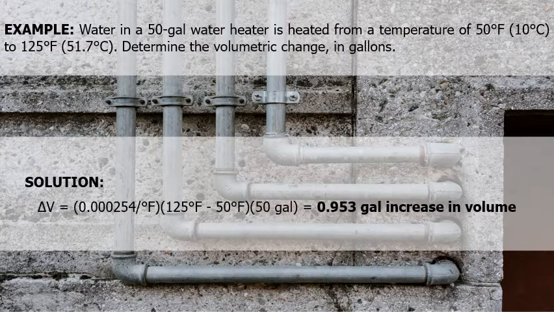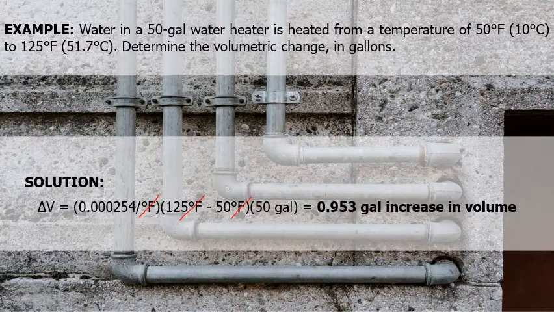As previously mentioned, when water is heated, it expands. This accounts to a volumetric change of 0.0254% per degree Fahrenheit, or in decimal that is 0.000254 per degree Fahrenheit. We need to multiply this to the change in temperature, which is 125 degrees Fahrenheit minus 50 degrees Fahrenheit, so that this unit will be cancelled.